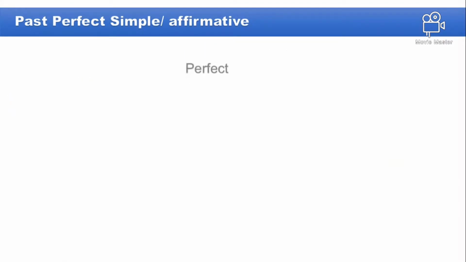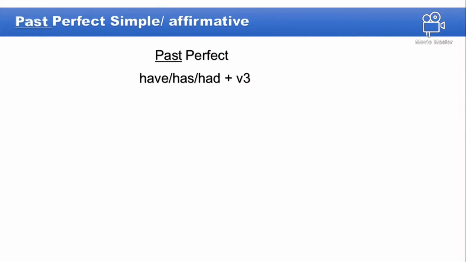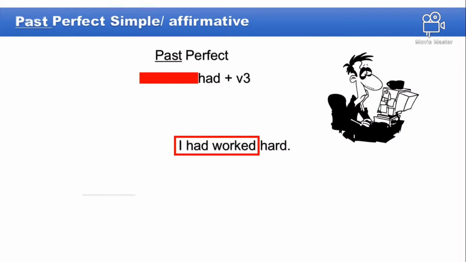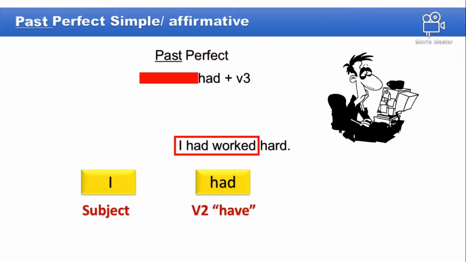Past perfect simple, affirmative. The rule for perfect tense is have, has, or had plus verb 3. Here we have past perfect, so it is had plus verb 3. Example, I had worked hard. I is the subject. Had is verb 2 of the verb to have. Worked is verb 3.